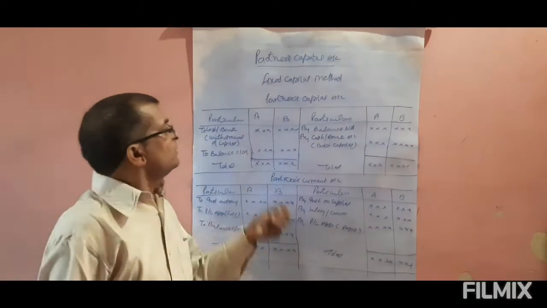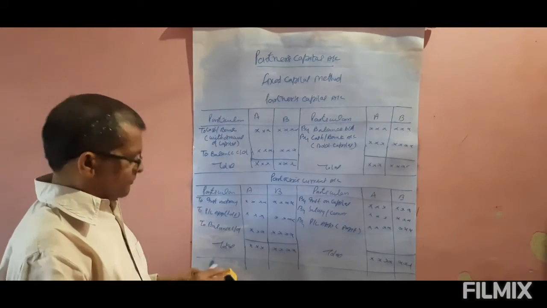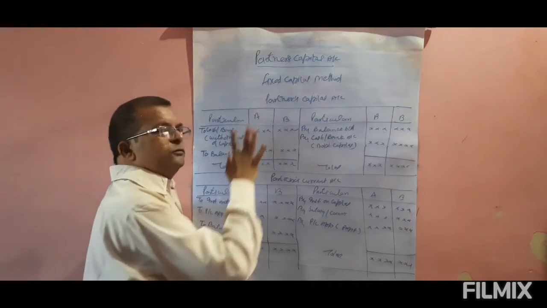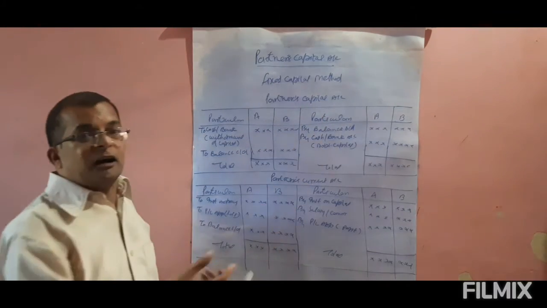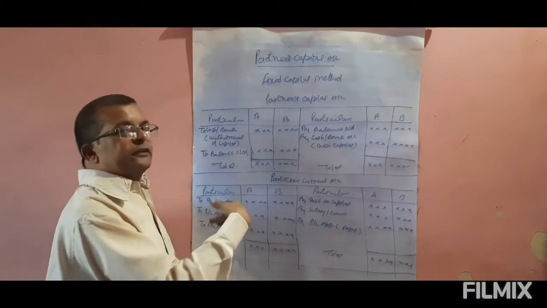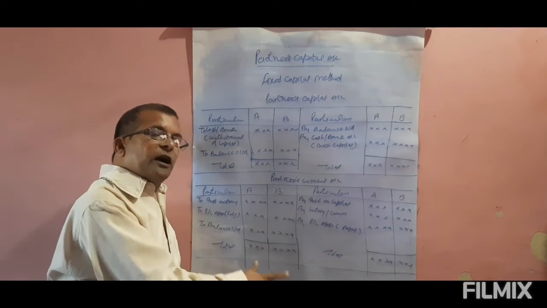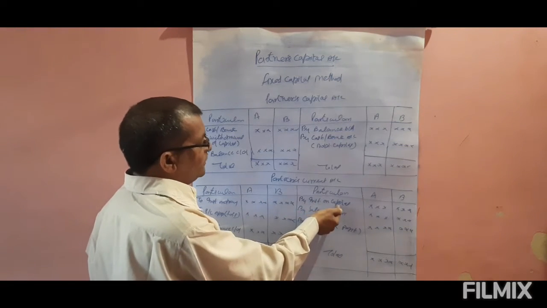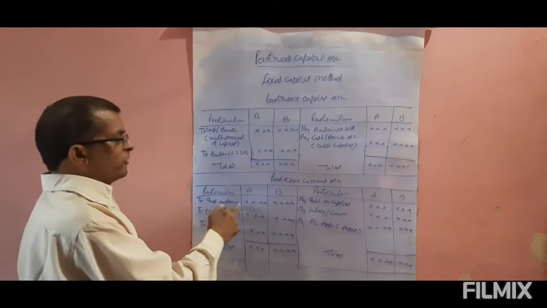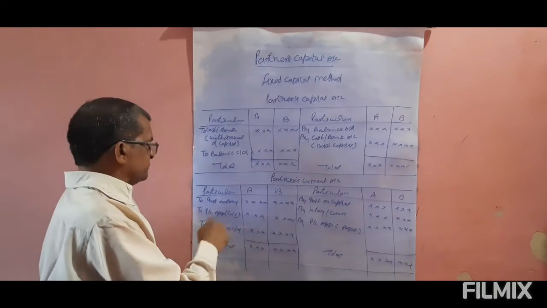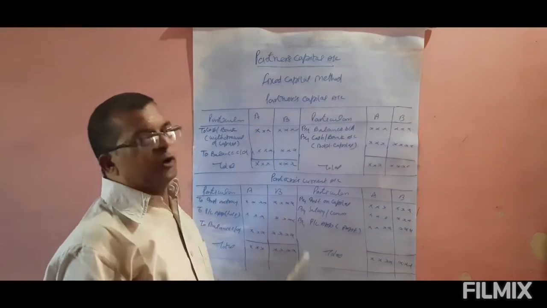So we see that in the fixed capital method two accounts are prepared. First is partners' capital account, where only capital-related entries are posted. Then we prepare the second account, the current account, where all other appropriations are posted, like interest on capital, salary, commission, profit and loss appropriation account, interest on drawings, and loss if any. So in this method two accounts are prepared.